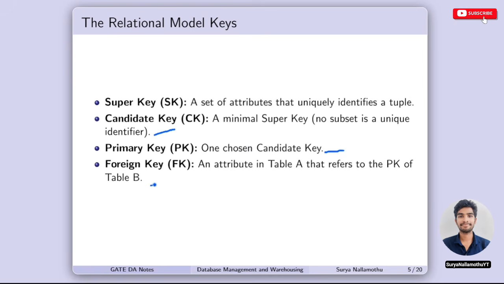The foreign key is another table's primary key. If we have table A and table B, and the primary key is present in table B, then the relation between table A and table B is that table B's primary key, referenced in table A, is called a foreign key, right?